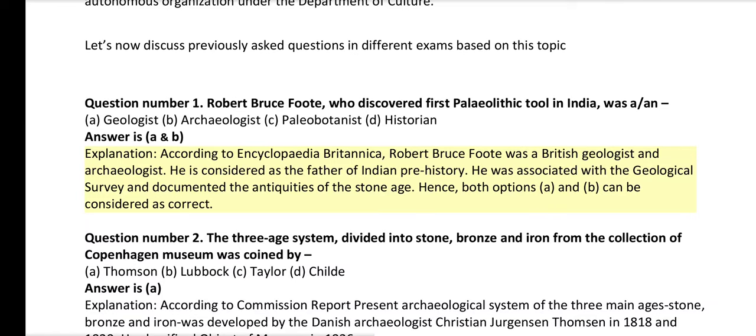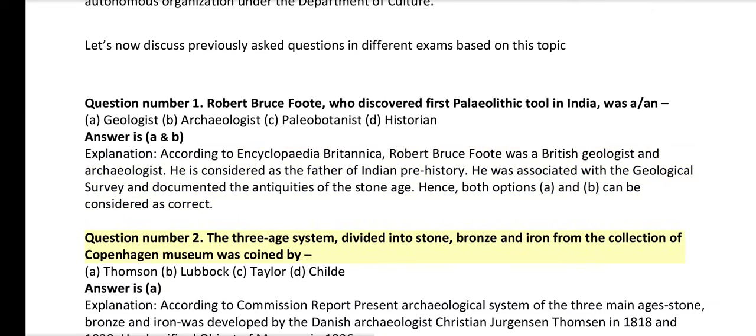Explanation. According to Encyclopedia Britannica, Robert Bruce Foote was a British geologist and archaeologist. He is considered the father of Indian prehistory. He was associated with the Geological Survey and documented the antiquities of the Stone Age. Hence, both options A and B can be considered as correct.